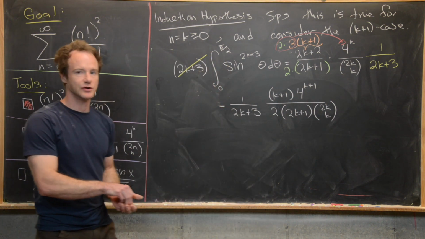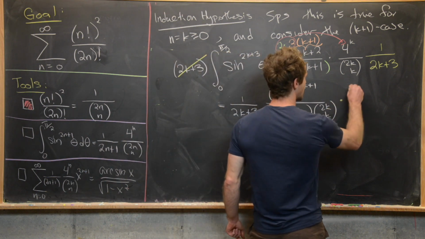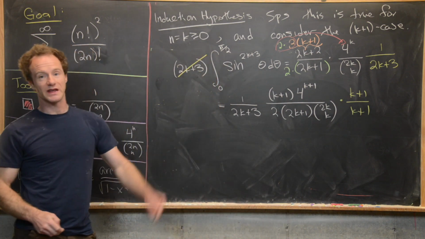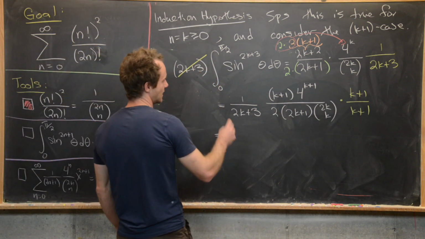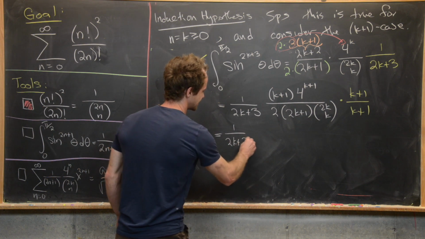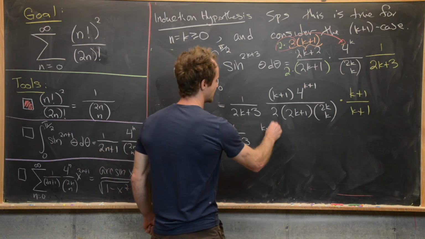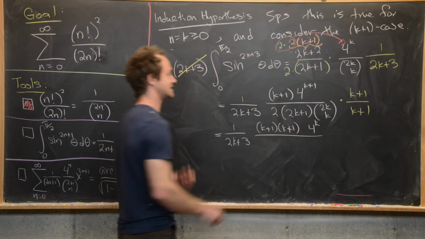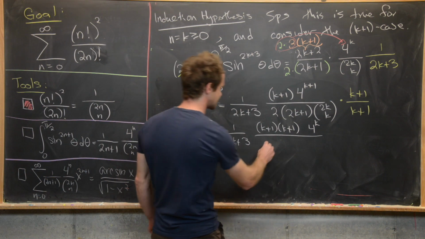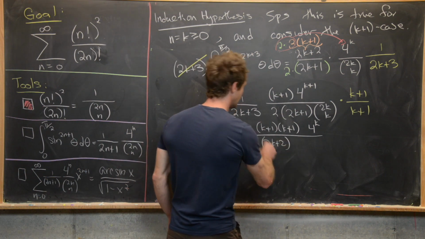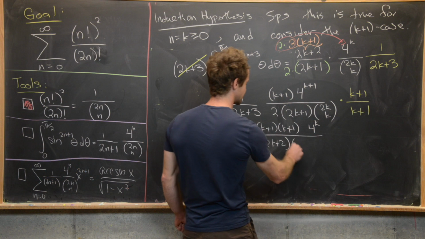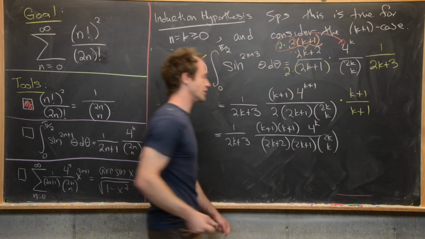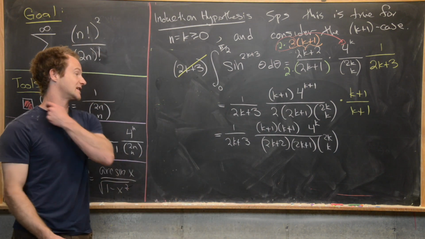Now the next thing that I'm going to do is take this and multiply the numerator and the denominator both by k plus 1. So let's see what we get if we do that. So now we have 1 over 2k plus 3, and then we have k plus 1 times k plus 1 times 4 to the k. That's in the numerator. And then next, we have 2k plus 2. That's from combining this 2 with this k plus 1. 2k plus 1 times the central binomial coefficient 2k choose k.